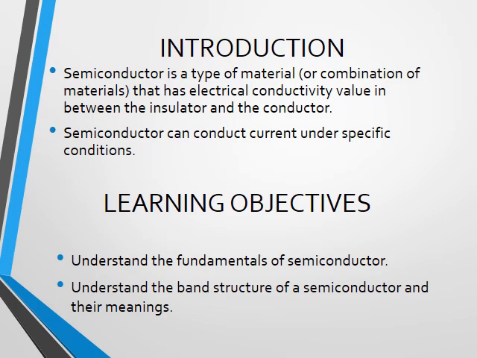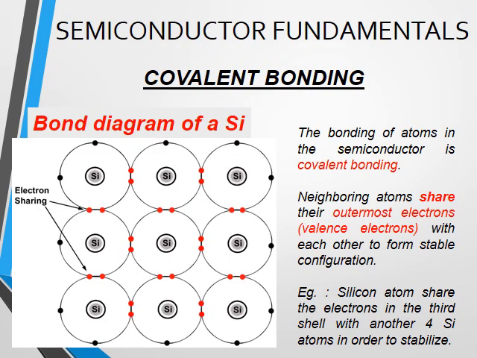In this video, we are going to discuss the semiconductor in order to give you the understanding of semiconductor fundamentals and on the band structure of a semiconductor. The bonding type of a semiconductor is covalent bonding. In covalent bonding, the neighboring atoms share their valence electrons with their neighbors to form a stable configuration.